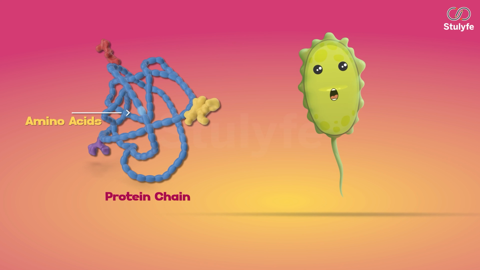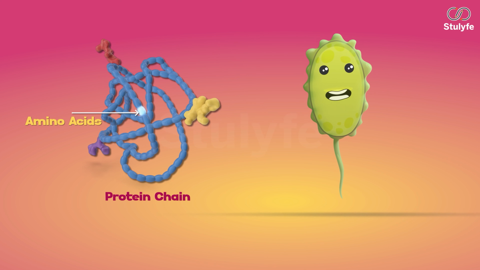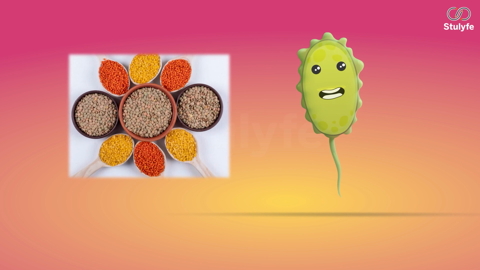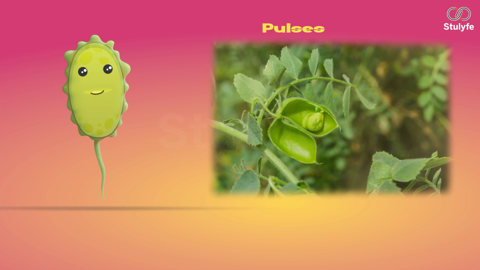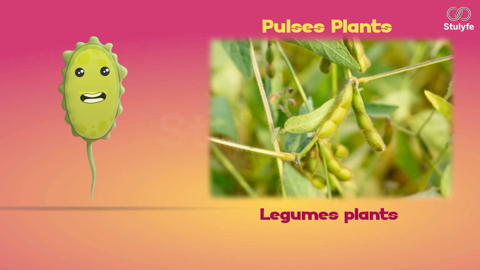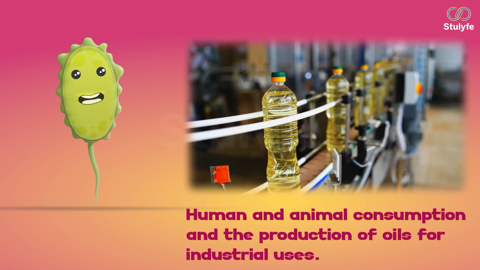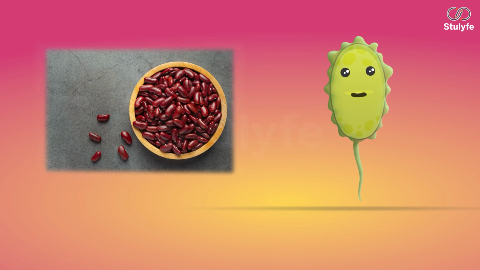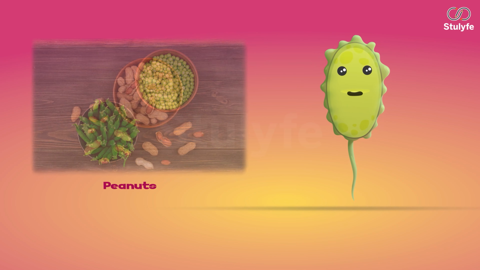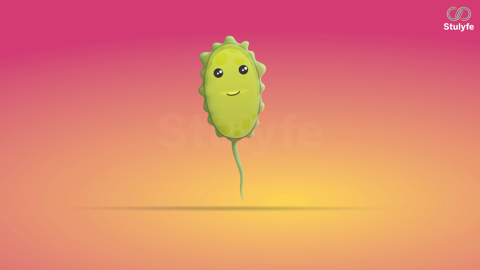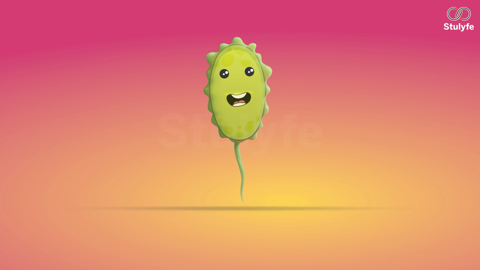Plants require nitrogen for the production of amino acids, which are the main constituents of proteins. You might have heard the nutritionist saying that you need to have protein in your diet, and one of the major sources of protein is pulses or dals. These pulse plants are called legume plants. Grain legumes are cultivated for their seeds, which are used for human and animal consumption and the production of oils for industrial uses. Grain legumes include beans, lentils, lupins, peas, and peanuts. How do they get the nitrogen from the atmosphere for the production of proteins? It is because we help them in getting the nitrogen.